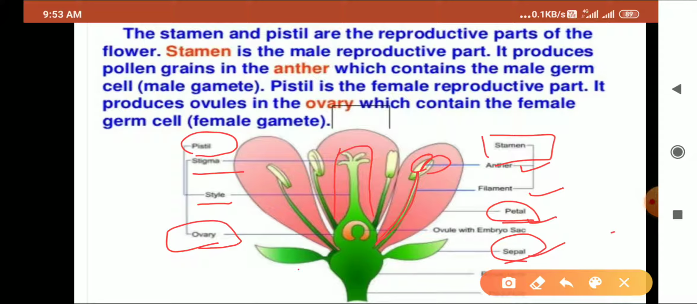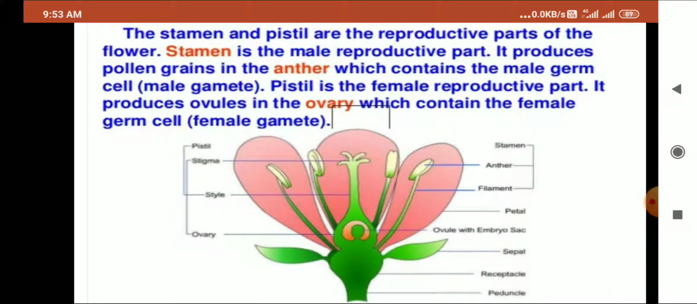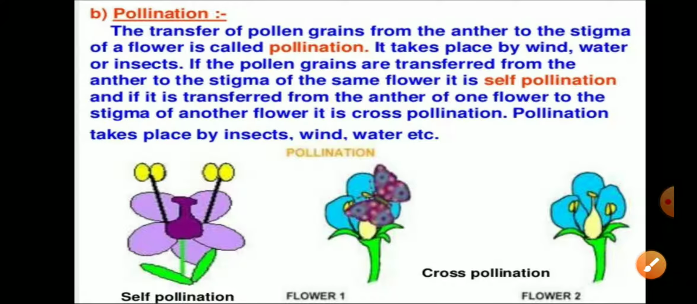The male gamete is produced in the pollen grains, and the pollen grain is produced in the stamen, and the female gamete develops in the ovary. So these are the reproductive parts of the flower.